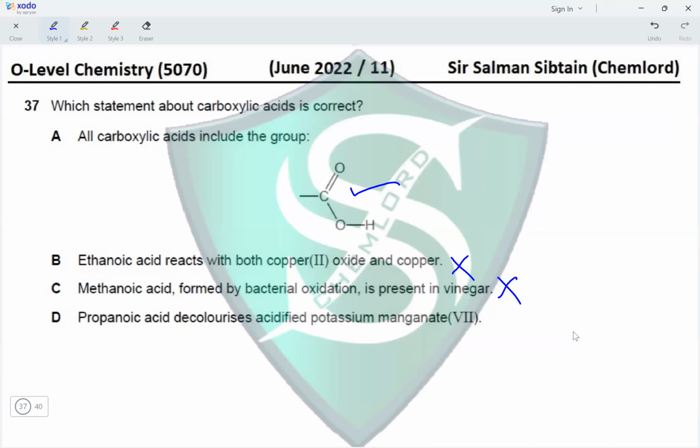D. Propanoic acid decolorizes acidified potassium manganate. That means it undergoes oxidation. Carboxylic acids do not undergo oxidation. So B, C, and D are incorrect, making option A the correct option for this question.